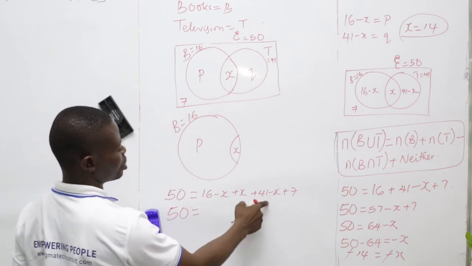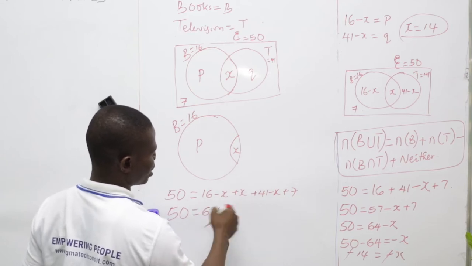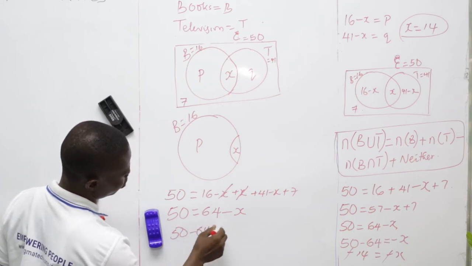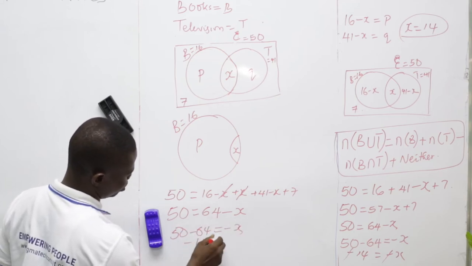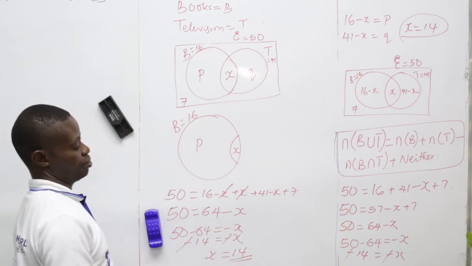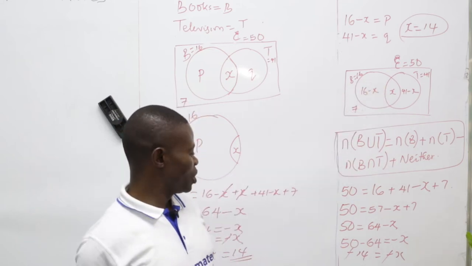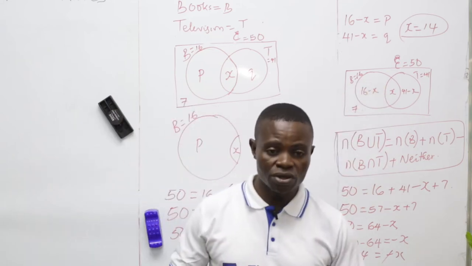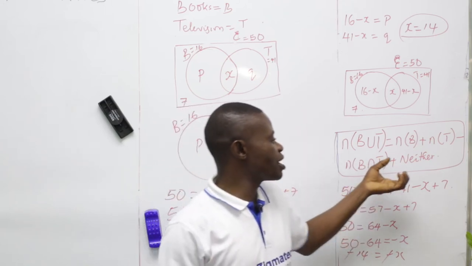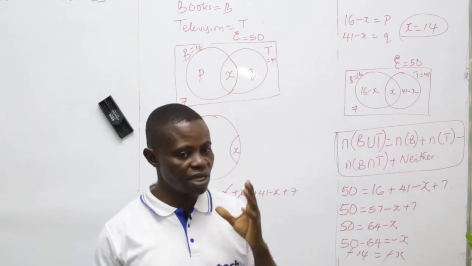Look at what happened now. 50 equals this plus this, which is still what? 64 minus S plus S is gone. Then the remaining minus S. 50 minus 64 equals minus S, minus 14 equals minus S. Cancel, cancel, S equals 14. Can you see what's going on? This and this, they are all the same. So any method you prefer using while you solve your Venn diagram, good for you. But make sure that you are very careful whenever there is no neither. In formula one, do not introduce neither.